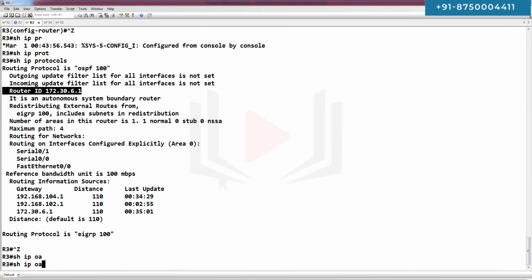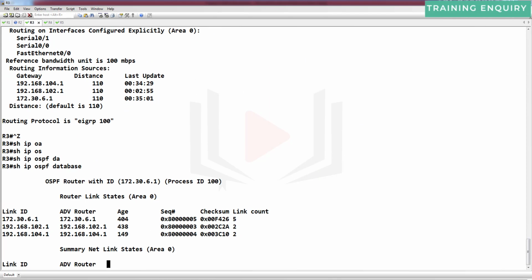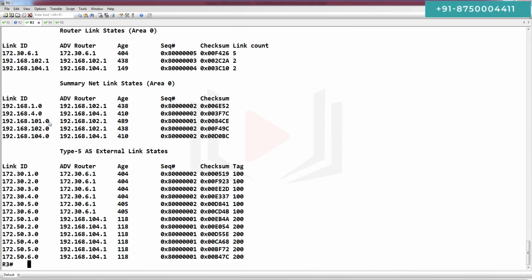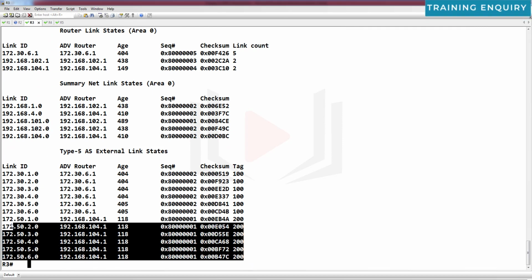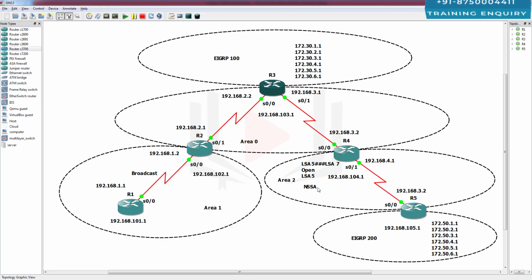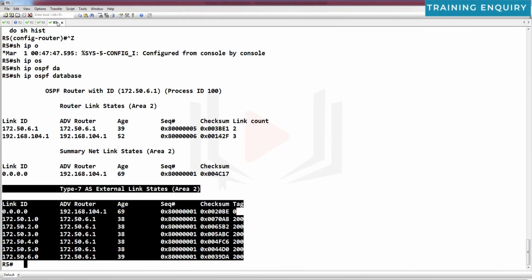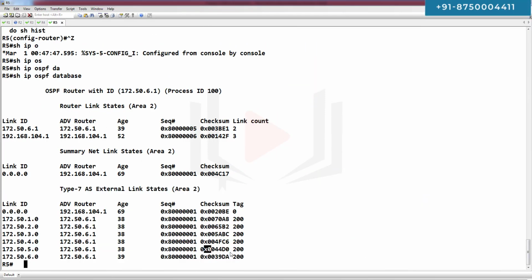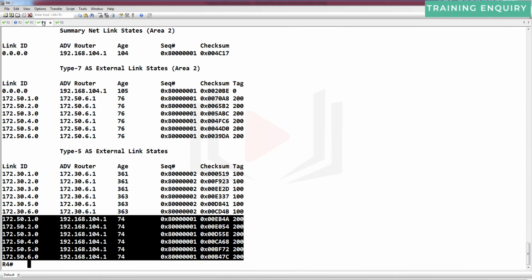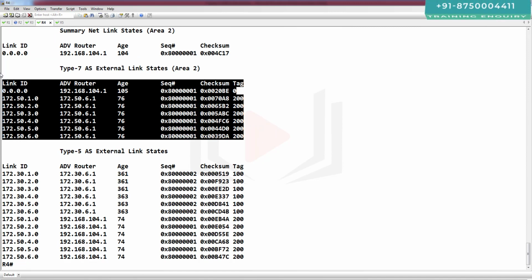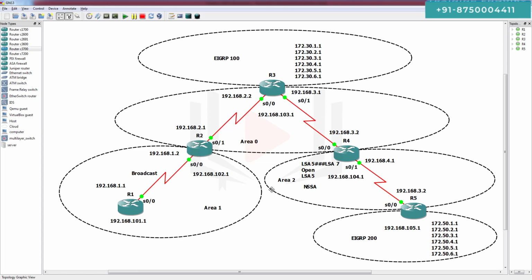Show IP OSPF database. Yes, LSA 5, 50 series. So LSA 7 is used only in an NSSA area. The NSSA area is on R4 and R5: on R5 LSA 7, on R4 LSA 7. So this was something about OSPF LSA. Thanks.